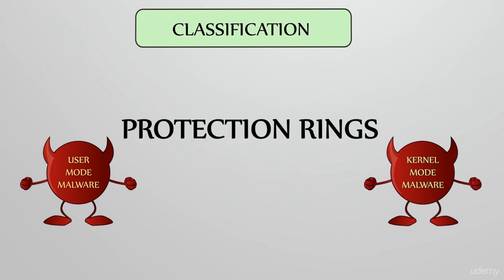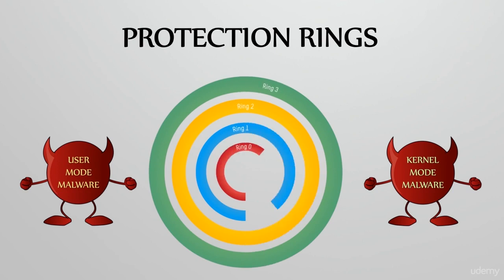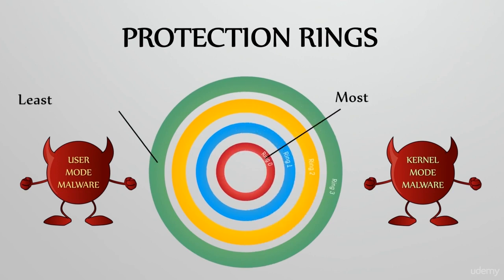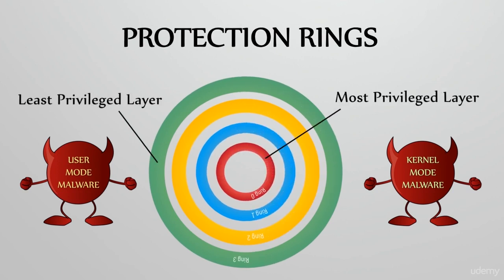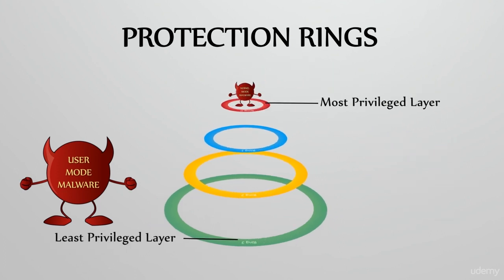This can be further explained with the help of protection rings, which are nothing but the layers of privileges within the architecture of the computer system. Protection rings are organized in a hierarchical form, starting from ring 0, which is the most privileged layer, to ring 3, which is the least privileged layer. The intermediary rings 1 and ring 2 are comprised of the drivers that facilitate communication between ring 0 and 3. The one targeting ring 0 is termed as kernel mode malware.